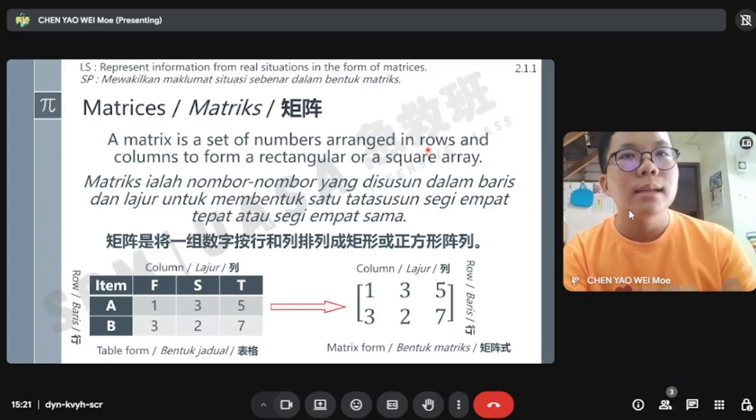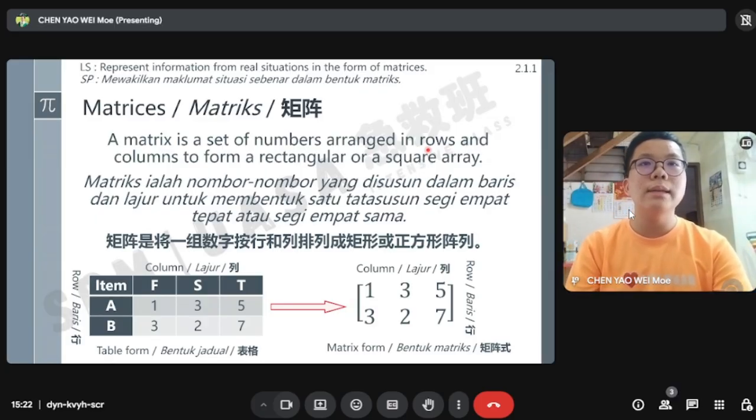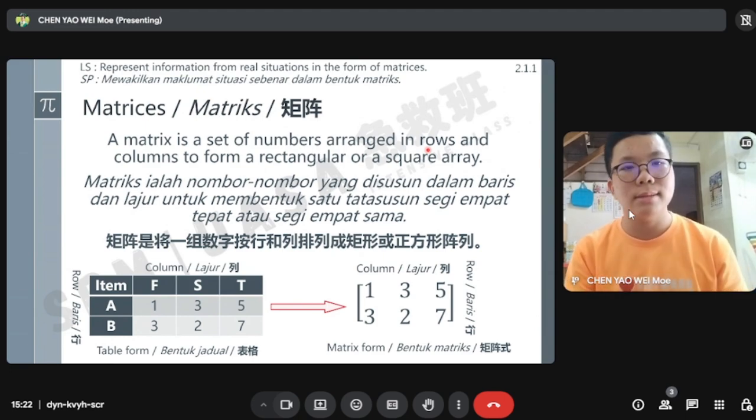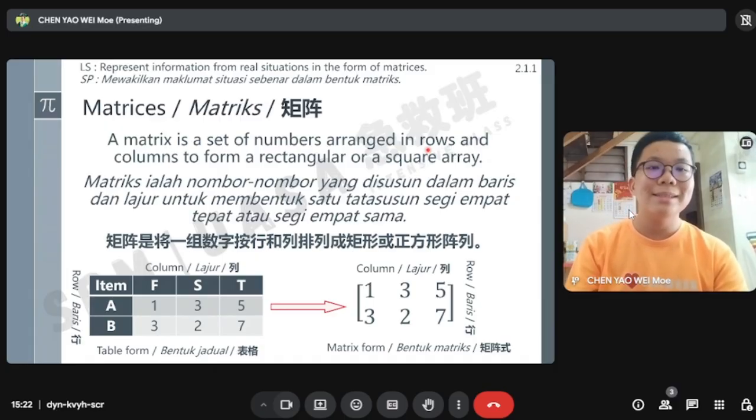Okay. Kalau untuk bahasa Melayu, matrix adalah nombor yang disusun dalam baris dan lajur untuk membentuk satu tata susunan segi empat tepat atau segi empat sama. Means, okay, all the numbers will sit together in their own place.